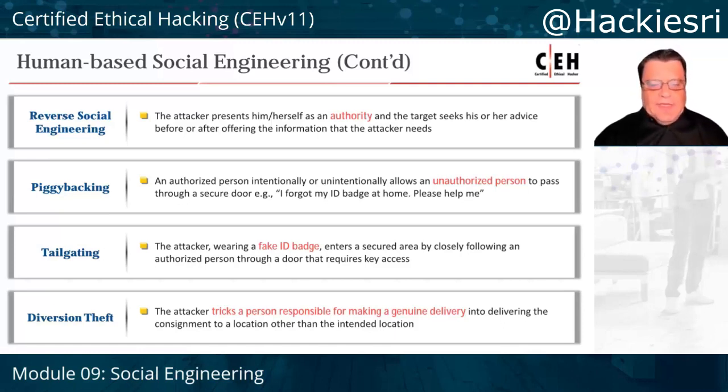Diversion theft happens when the attacker tricks a person responsible for making a genuine delivery into delivering a consignment to a location other than the intended location. Most of your parcel carriers like UPS, FedEx, etc., on their websites actually have a provision for diverting a package while the package is still en route.